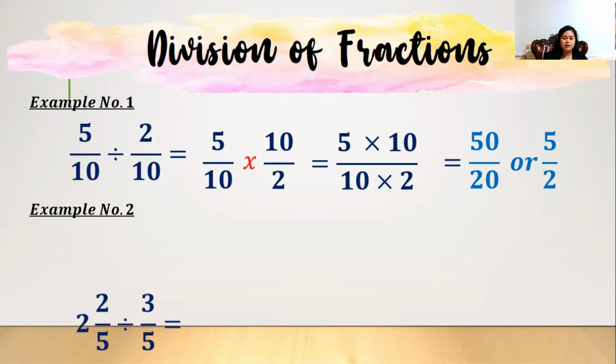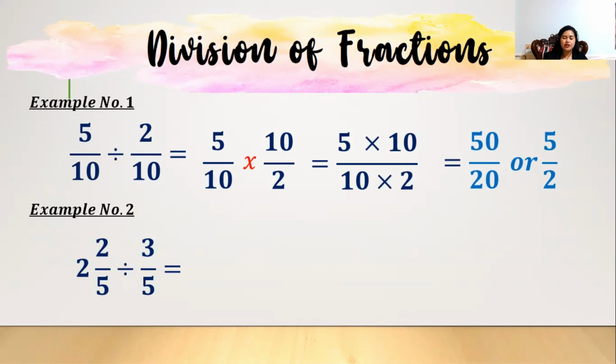Okay, we have here another example, a mixed number divided by a fraction. The same idea with the previous examples. We need to rewrite the mixed number into its equivalent improper fraction. So we have the equivalent for the mixed number 2 and 2/5, that is equal to 12/5, since 2 times 5, 10, plus 2, that would be 12. Then you copy the denominator 5.